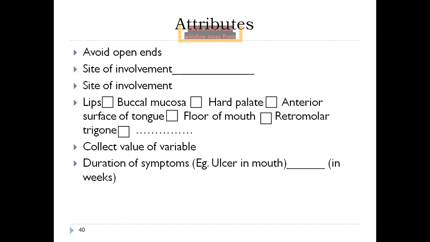Now, suppose you want a particular value, say hearing threshold or airborne gap. You have to collect the particular value of the variable. Or you want the duration of a particular symptom. Example, ulcer in the mouth. So you will have to collect the particular value, say in weeks, 6 weeks, or if it is in months, you have to specify 3 months or 6 months.